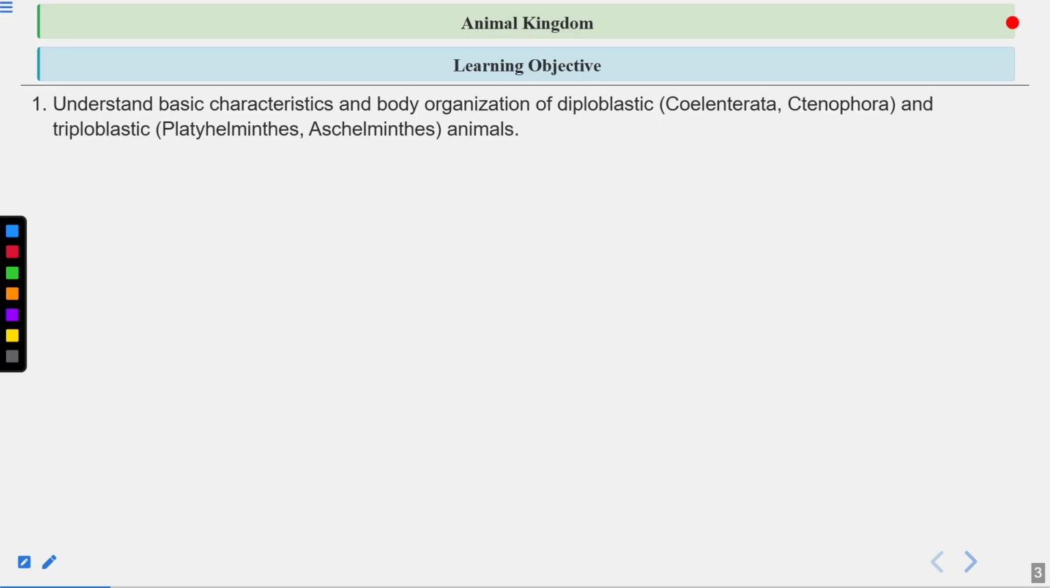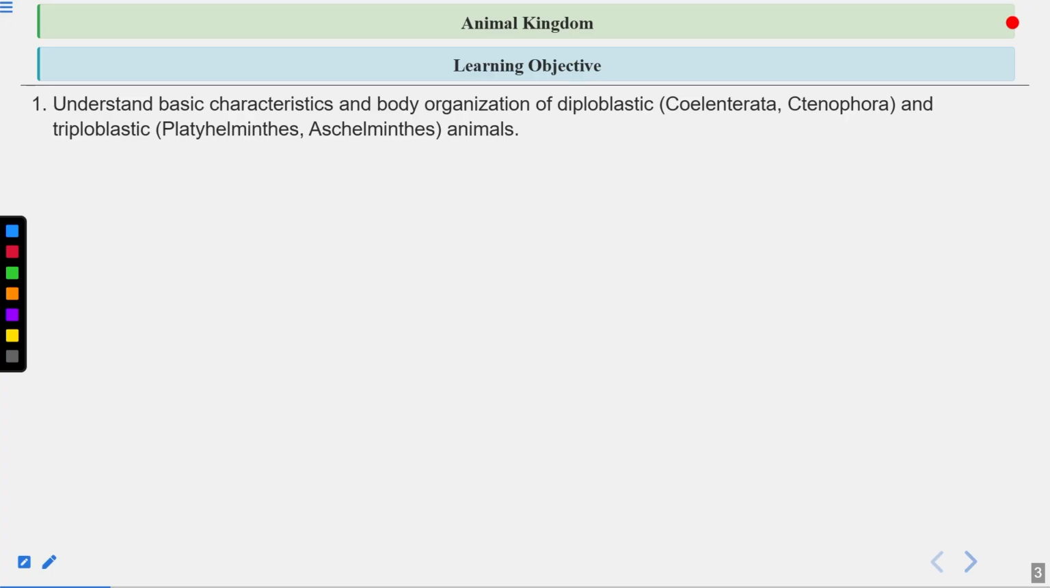So, the learning objective of today's session. Today is the second day of the chapter Animal Kingdom, the second lecture of this chapter. In today's lecture, we are going to understand the basic characteristics and the body organization of the diploblastic, that are the coelentrates and the ctenophora. This is the name of the phylum, the second and the third phylum. The first phylum was the Porifera, which we studied yesterday, right?